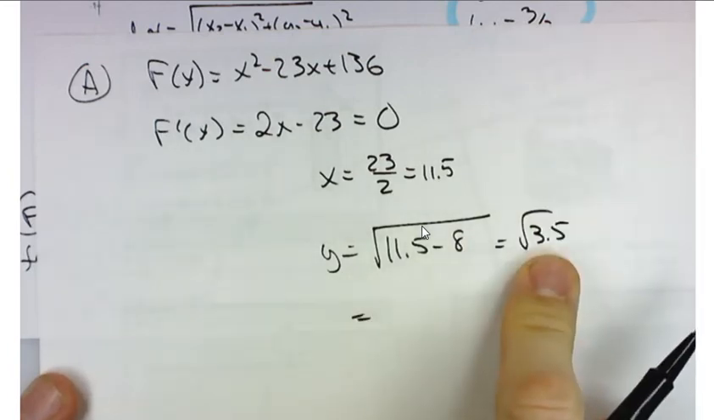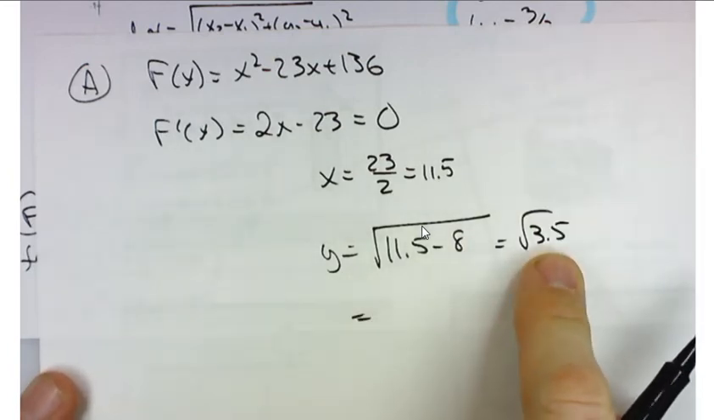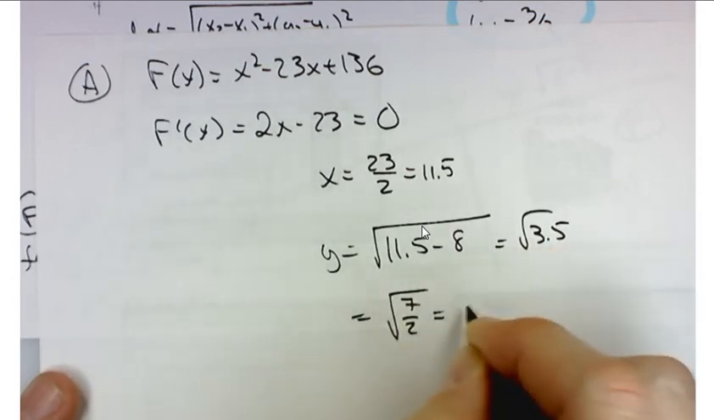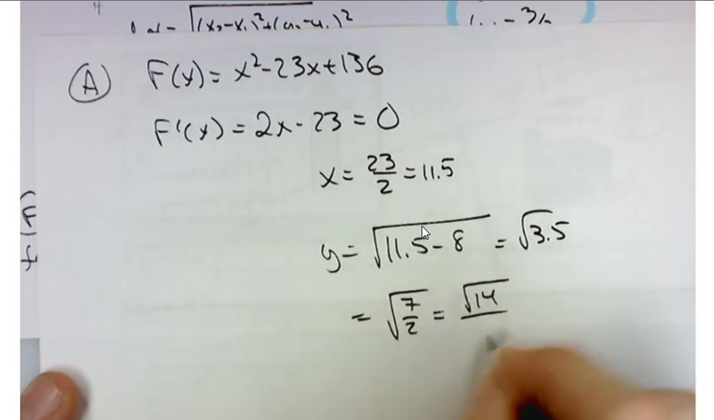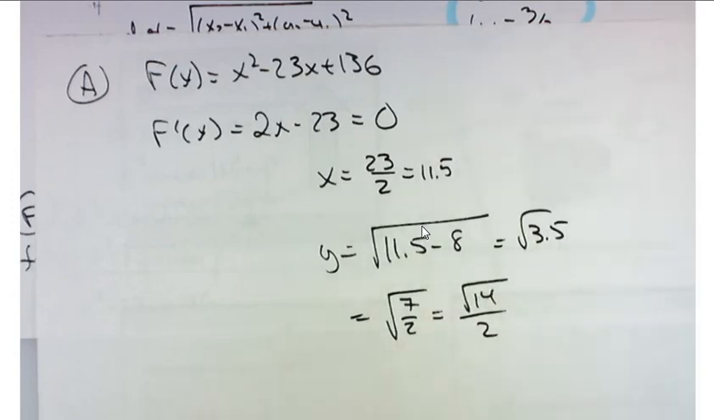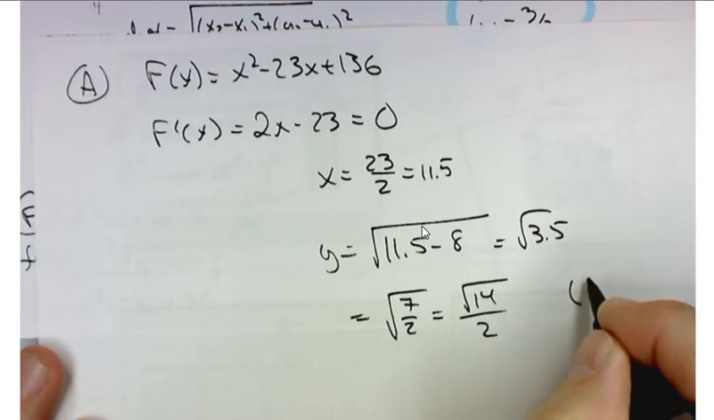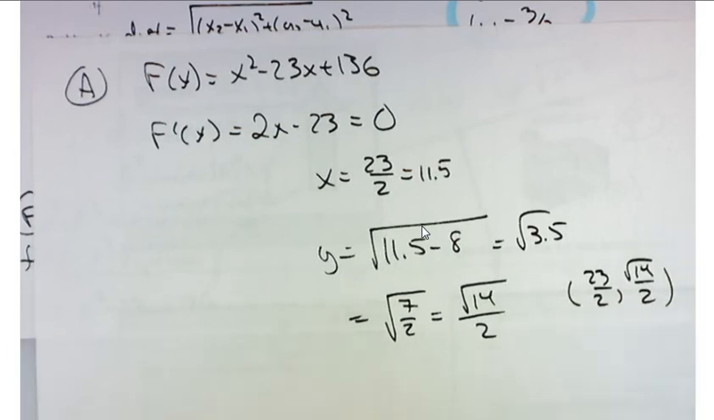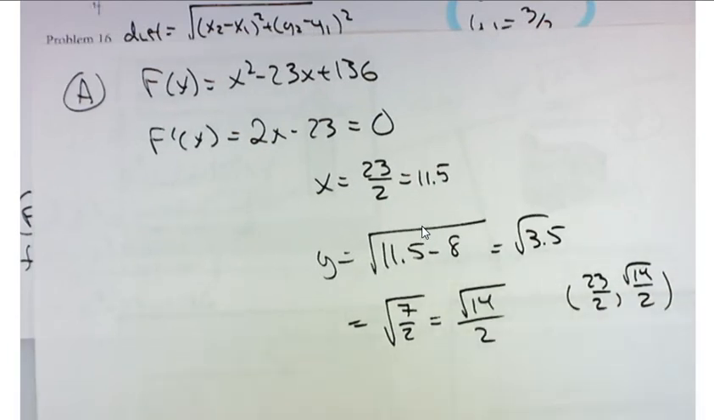I'd be very happy with that. Don't bother giving me a decimal value, just leave it like that. You could also write it as the square root of 7 halves. The book would probably rationalize the denominator and give you something like that. Any of these three would be fine. I'm not going to worry about it too much. So overall, the final coordinates would be 23 over 2 and square root of 14 over 2, or any one of these other equivalent ones.